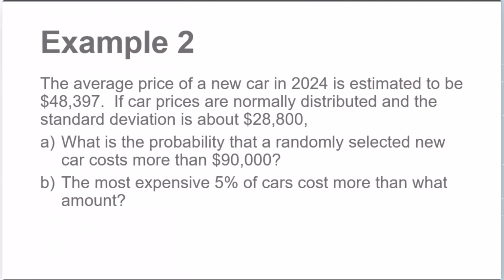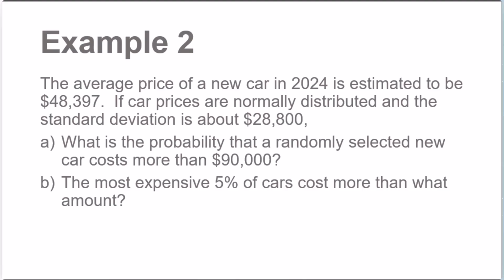I have one more example here. We have a different distribution. The average price of a new car in 2024 is estimated to be $48,397. So that's our mean. If car prices are normally distributed and the standard deviation is about $28,800, then we're going to answer a couple of these questions.